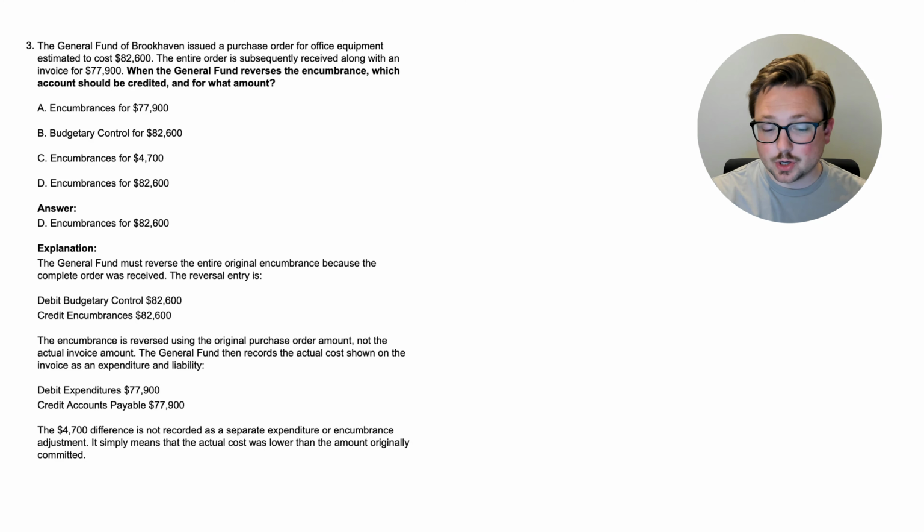The $4,700 difference is not recorded as a separate expenditure or encumbrance adjustment. It simply means that the actual cost was lower than the amount originally committed. So don't get too confused with that. When it comes to encumbrances, it's just saying we're committing to spending this estimated amount of money, but when the actual order is received, you reverse the entire encumbrance and then you pay the actual amount that was on the invoice. So two separate entries there. Reverse the encumbrance, then do the actual expenditure. Not too complicated. Let's go to the next question.